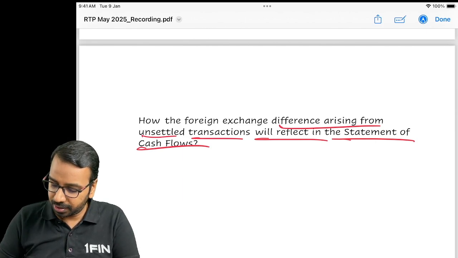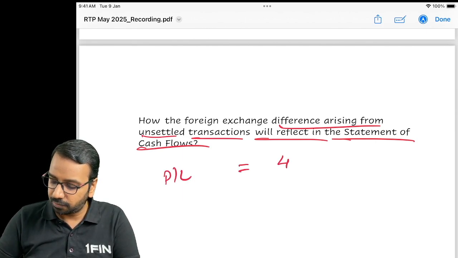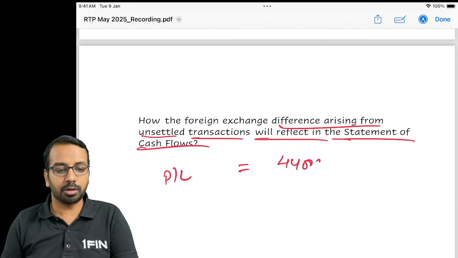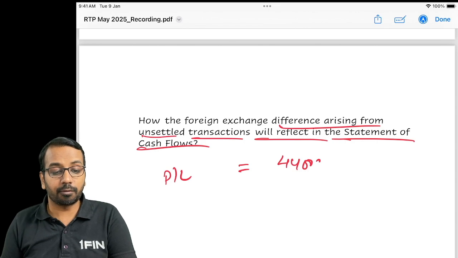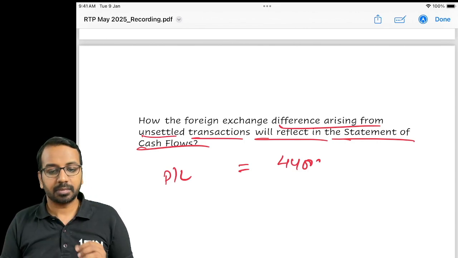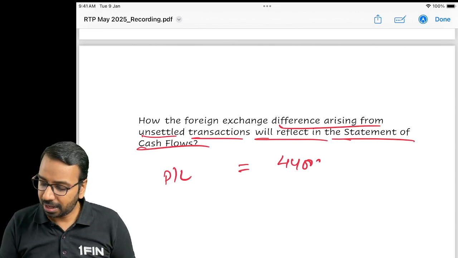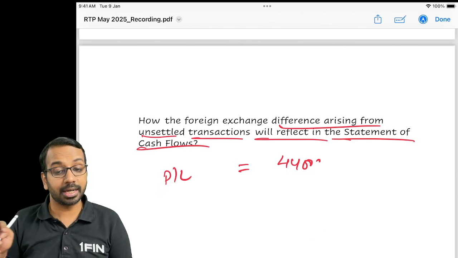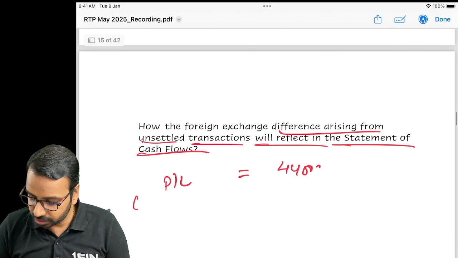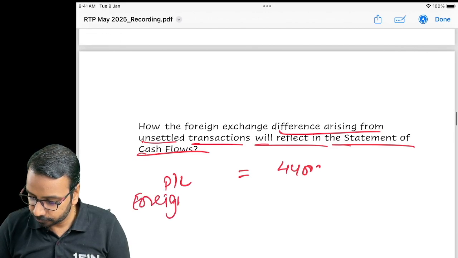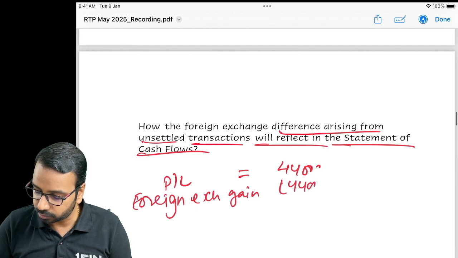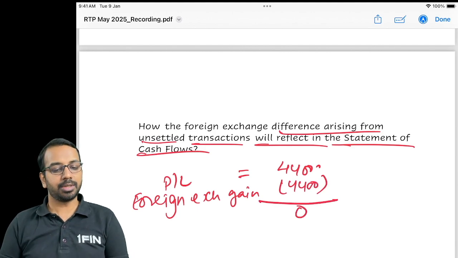So what will happen is your P&L will show a balance of 4,400. Now out of that 4,400, have we received anything? We have not received anything, because it is not yet realized. So whatever is the foreign exchange gain, we will adjust it, we will reduce it by 4,400. So our operating cash flow becomes 0.